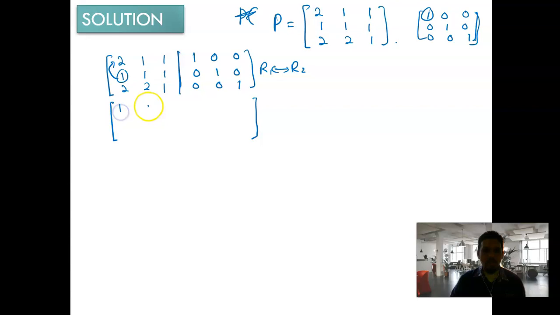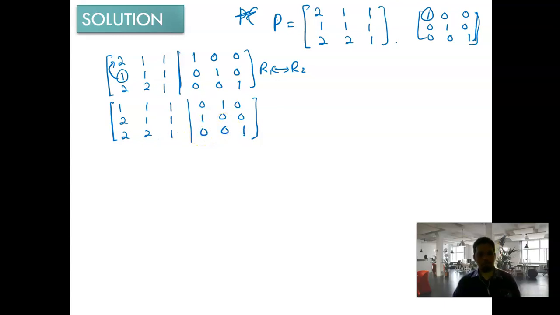We got 1 1 1 | 0 1 0, then 2 1 1 | 1 0 0, and 2 2 1 | 0 0 1.